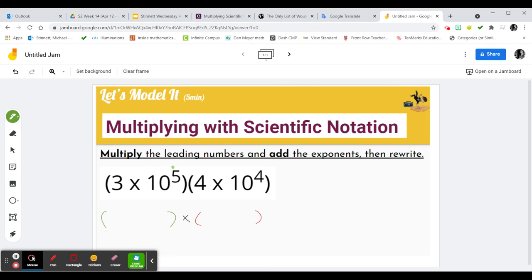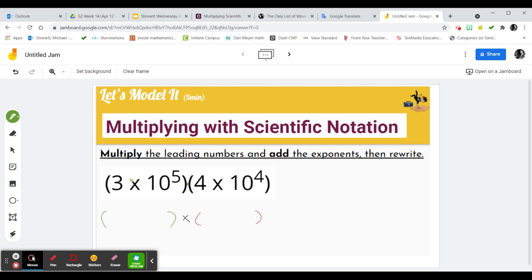All right, guys, so a quick video here. What we're going to be doing right now is multiplying with scientific notation, okay? Scientific notation. And so the first thing you want to do when you're multiplying scientific notation, remember, both these numbers are in scientific notation and they're being multiplied. So there's a multiplication symbol right there in the middle, okay?